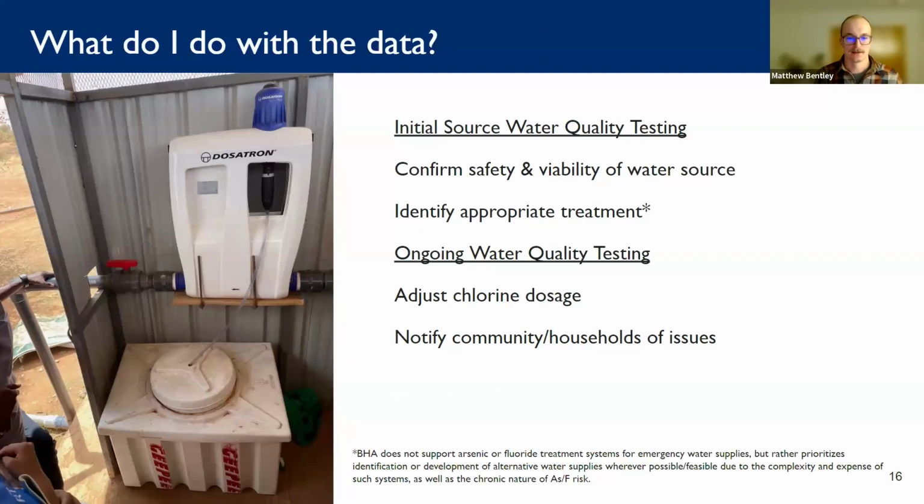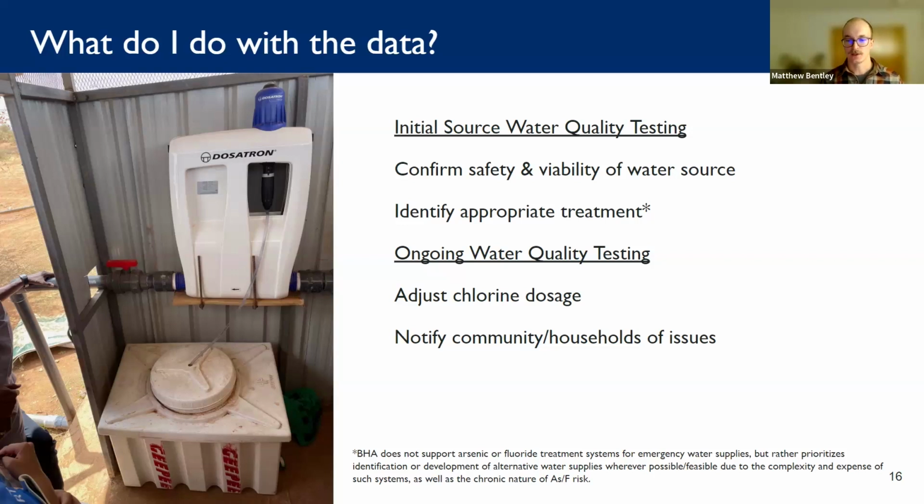So what do we do with the data? Once we've gotten our test kits, we've tested water quality, we're implementing our water quality surveillance plan with an appropriate frequency. What do we do with that data? We need to collect it first to make sure we're able to use that data within the program. But for initial source water quality testing, we are going to use that data to confirm the safety and the viability of the water source. So we're going to make sure that this is not a water source that is contaminated with some contaminant that can't be easily treated, and that it's safe for use. This also helps us to identify if an appropriate treatment method is required.